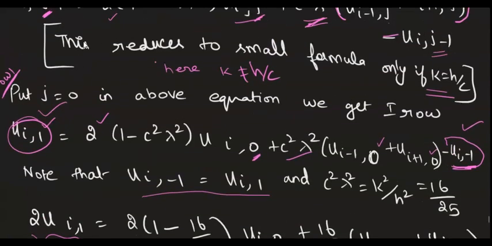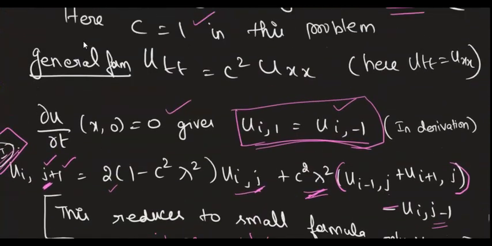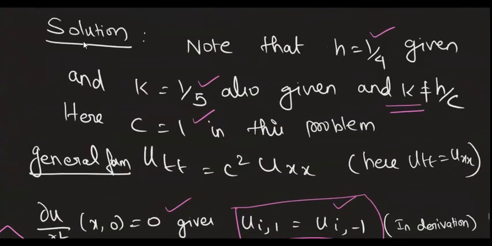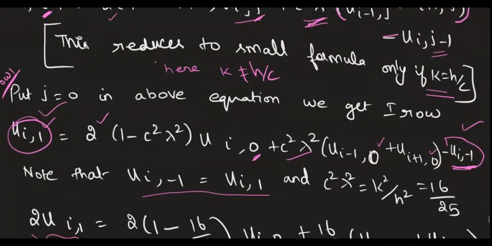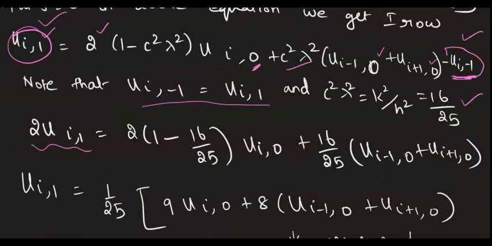Yes, h is 1 by 4. So 1 by 4 square by 1 by 5 square. So automatically this is 16 by 25. We are going to substitute all these things in this equation, the main equation.